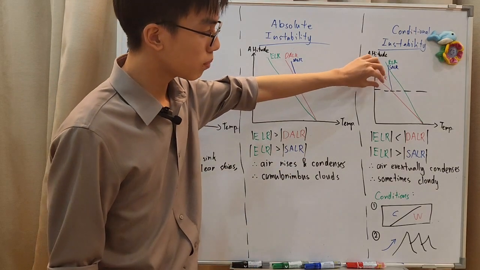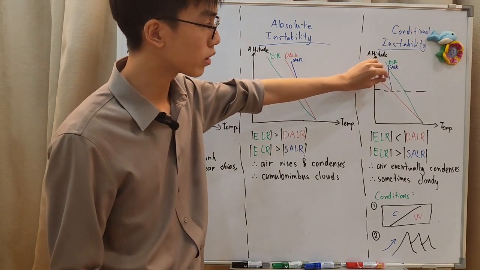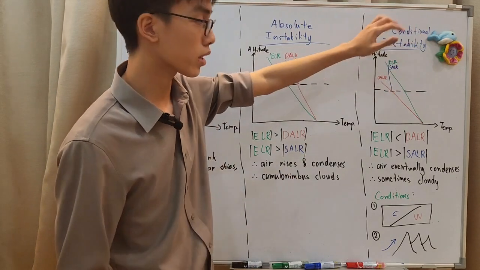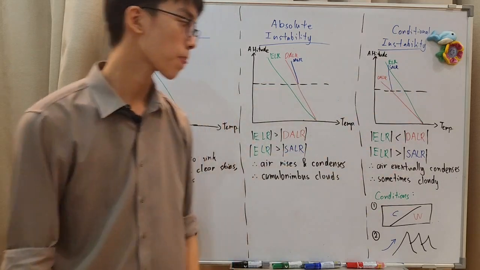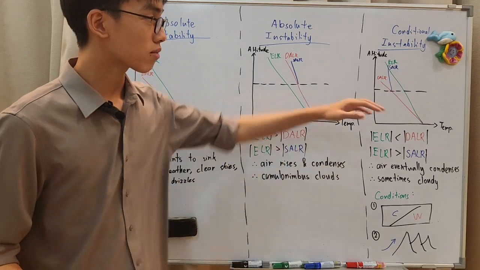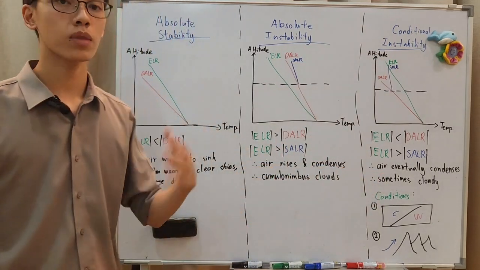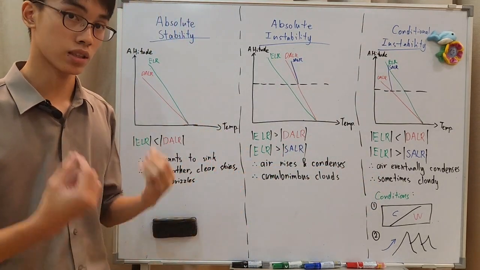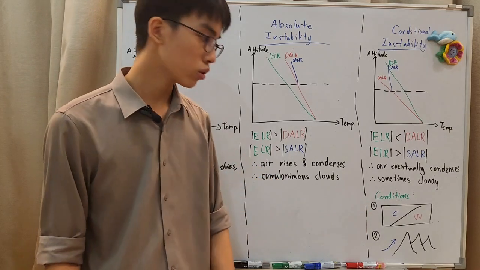So you get a bit of calmer conditions over here in the middle, but you start to get a lot of clouds here, and you get some clouds at dew point. So as you can see here, air will eventually condense up here, and sometimes it's cloudy, sometimes it's clear skies. It depends on the condition. And down here, I drew two conditions.